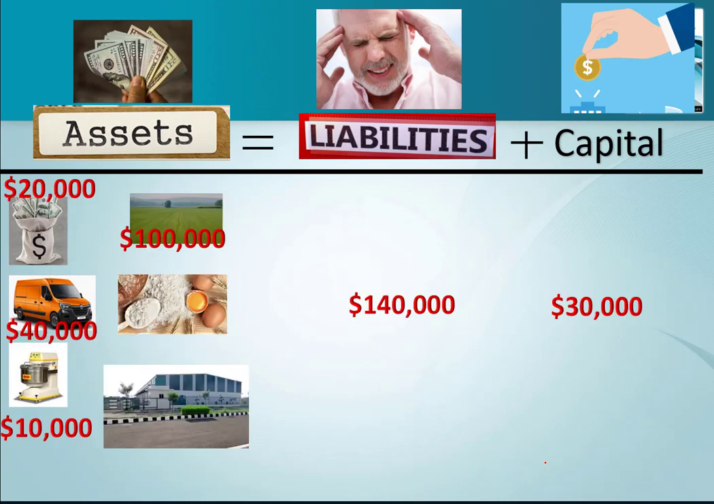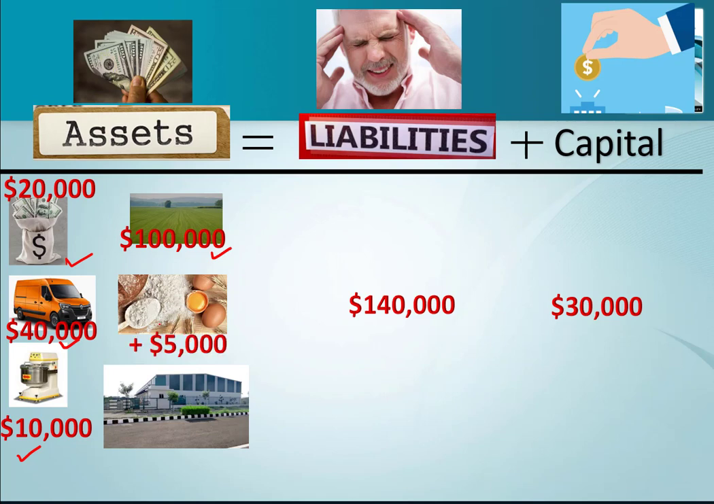Okay, and then this is our current situation. We have cash 20,000, vehicle 40,000, equipment 10,000, and a piece of land worth 100,000. We want to buy some inventories or stock and also a building, maybe a factory. So how are we going to buy this?